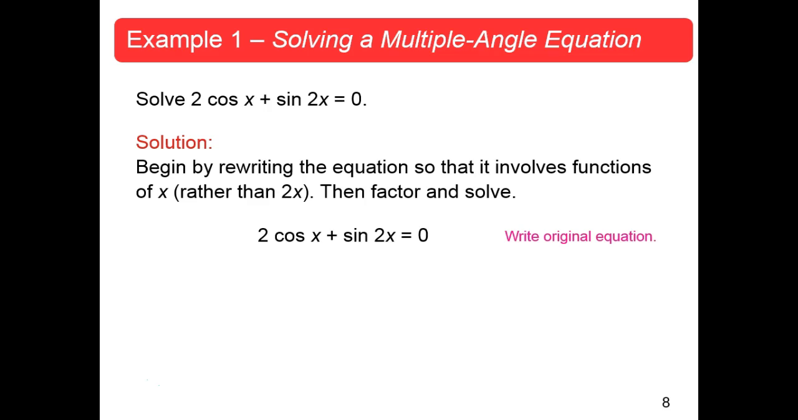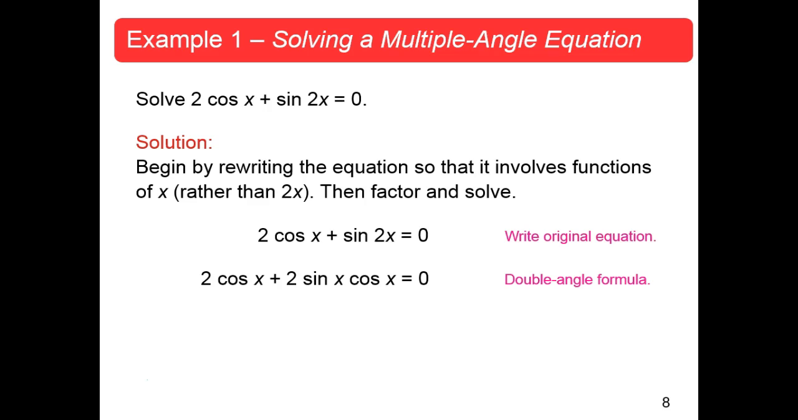They start by rewriting the original equation. Good for them. I could have done that if I didn't want to. So 2 cosine x is perfectly fine. It's already in terms of x. But to get this in terms of x, we write the double angle formula, which is 2 sine x cosine x.